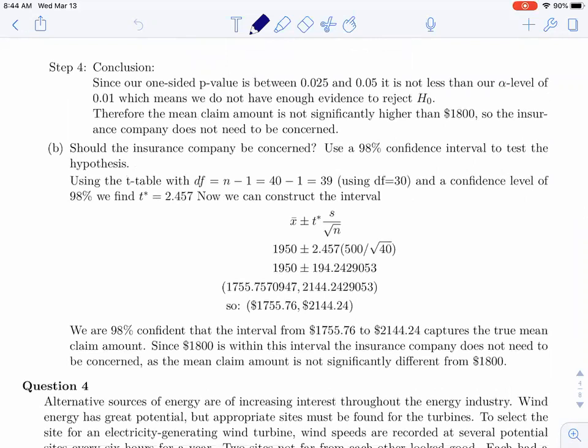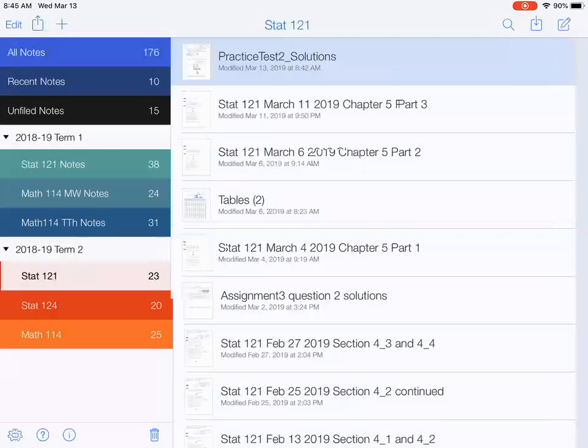Here, remember we can use confidence intervals to test the hypothesis. And so, should the insurance company be concerned? Use a 98% confidence interval to test the hypothesis. We know our formula for our confidence interval. It's on our formula sheet. And so we just have to find T star. We already know that we have 30 degrees of freedom, and we want a 98% confidence interval.